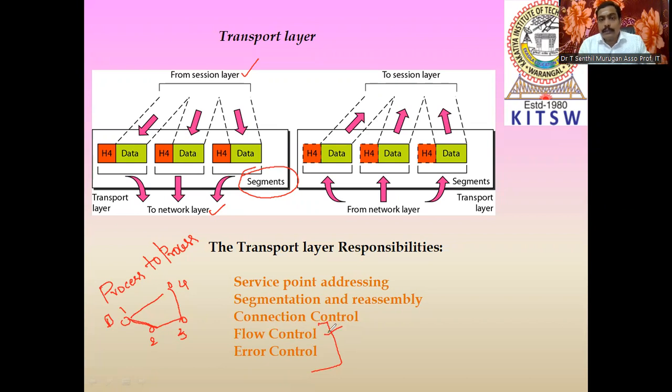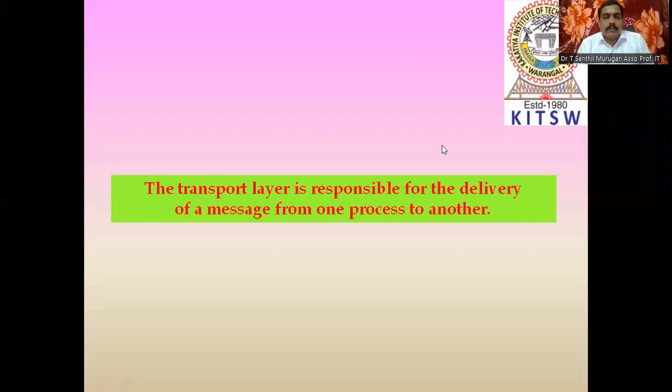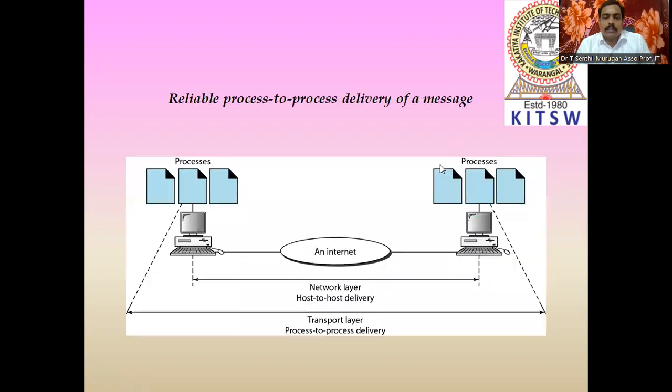But in the transport layer, what is the responsibility? Process to process. It will reach the destination as well as the particular process, and that will be checked. Error control means whatever data we send, the same data should reach there, and that will be verified. So it's similar to the data link layer. The transport layer is responsible for the delivery of a message from one process to another.